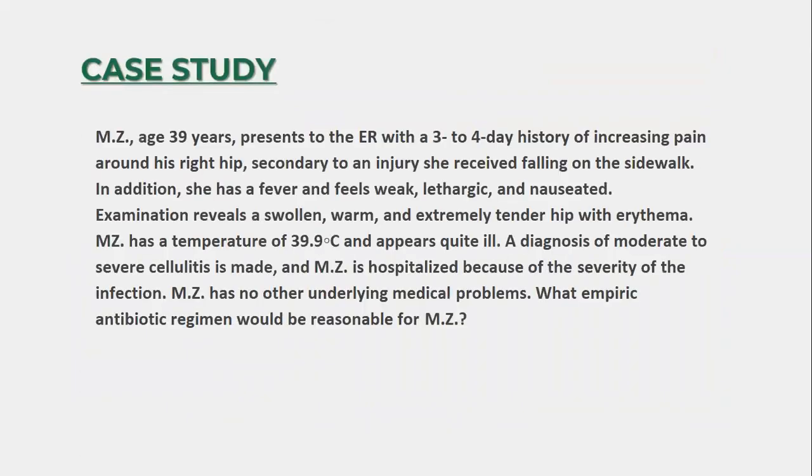Case study. MZ, 39 years, presents to the ER with a 3 to 4 day history of increasing pain around her right hip, secondary to an injury she received falling on the sidewalk. In addition, she has a fever and feels weak, lethargic and nauseated. Examination reveals a swollen, warm and extremely tender hip with erythema. MZ has a temperature of 39.9 degrees centigrade and appears quite ill. A diagnosis of moderate to severe cellulitis is made and MZ is hospitalized because of the severity of the infection. MZ has no other underlying medical problem. What empiric antibiotic regimen would be reasonable for MZ?